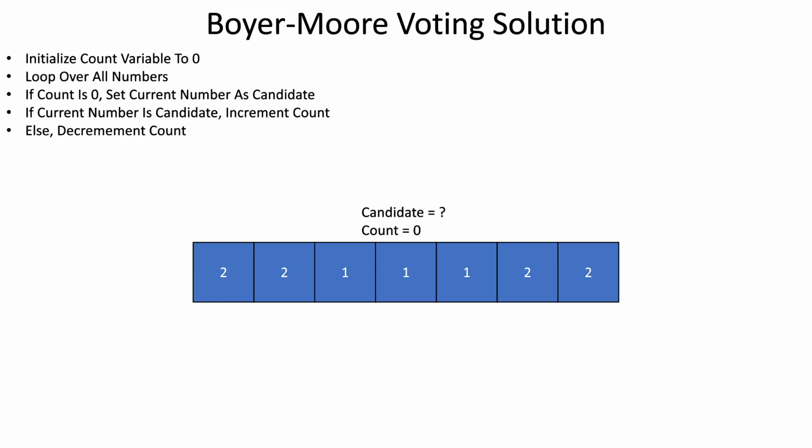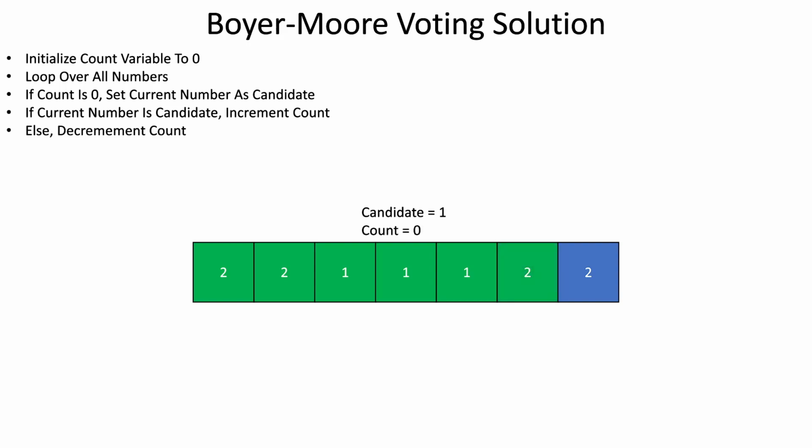We look at 2. The count is equal to 0, so we set the candidate as 2. Also, we increment the count because 2 is equal to the candidate, which we just set. Then we look at 2 again. It is equal to the candidate, so we increment the count. Now we reach 1, and since it isn't equal to the candidate, we decrement the count. We do the same for the next one, and now the count is equal to 0. So once we reach 1 again, we set the candidate equal to 1 and increment the count again.